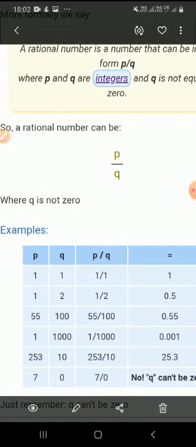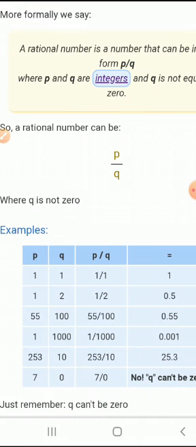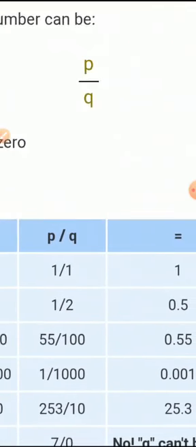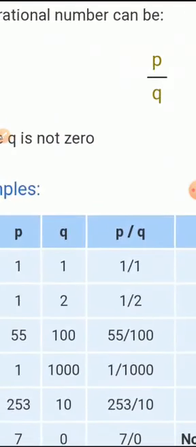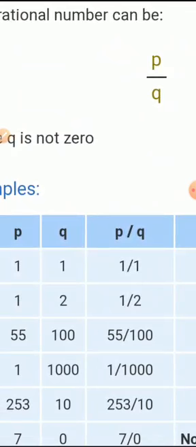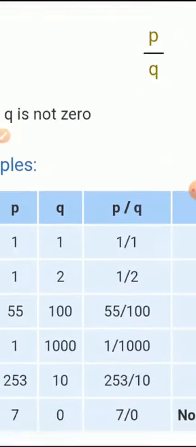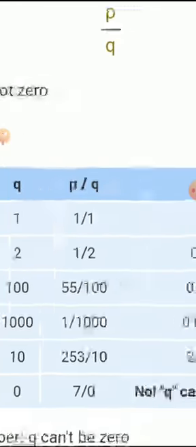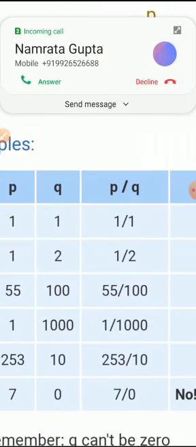Some of the examples will make the definition more clear. Let's view it. The first example is p, where p is 1 and q is 1, so p upon q is making 1 upon 1, that is equal to 1 only. So this is a rational number. If p is 1 and q is 2, p upon q will make 1 upon 2, so it will be 0.5.